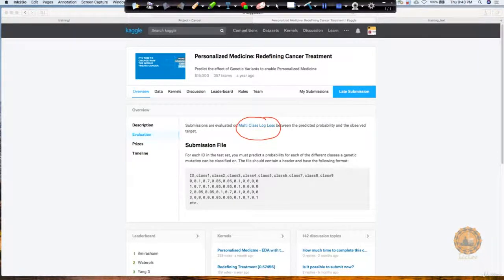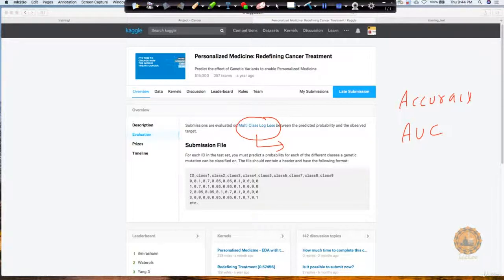Now you might have heard about various ways of evaluating a model. For example, you have something called accuracy, which is a very common metric being used. You have something called AUC, area under curve, ROC. So many evaluation metrics are there for my model. But in this case, Kaggle has restricted you to multi-class log loss. And this is how Kaggle competitions differ from real world corporate problems.